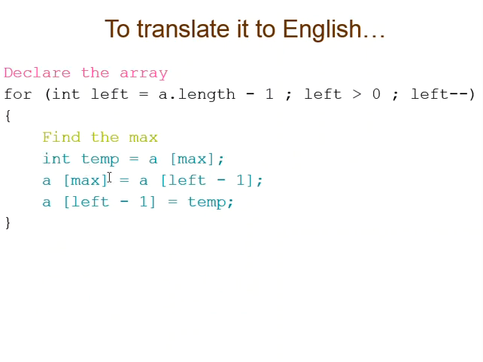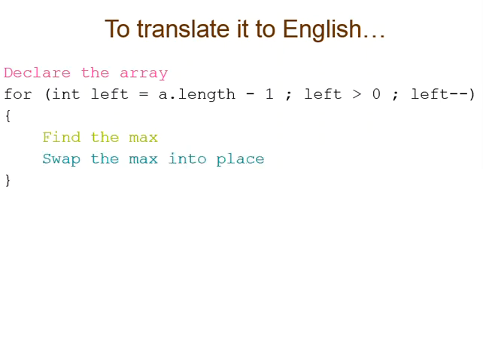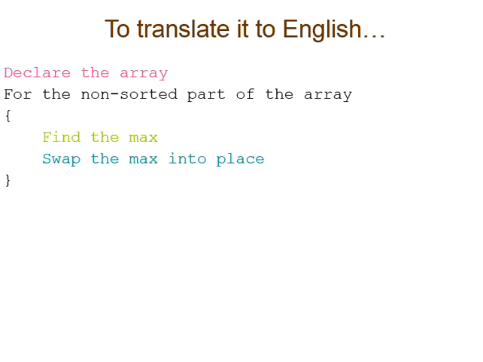Okay, let's take a look at this blue code here. This blue code, we've got a temp, this is the swap. This is swap going on. So what's actually happening in the code is we're finding the max and we're swapping it into place. Then this other loop is basically saying for the non-sorted part of the array, keep finding that maximum and putting it into place. And then we move it a bit smaller, and then find the maximum and put it into place, and then move a bit smaller, and so on.